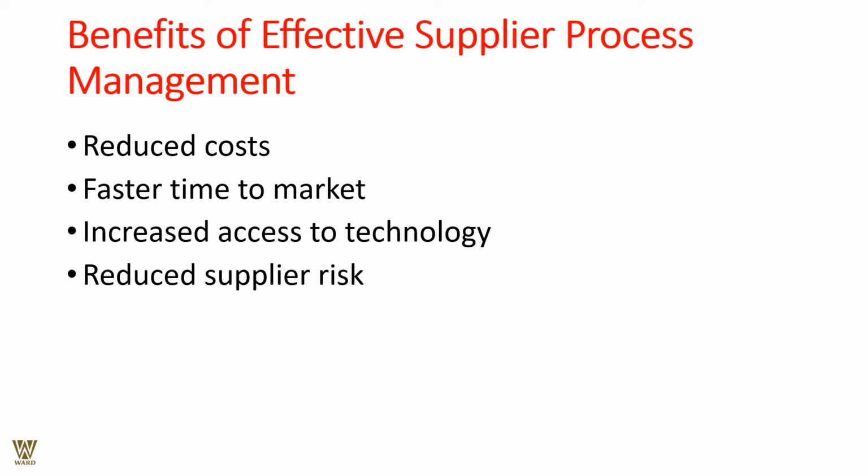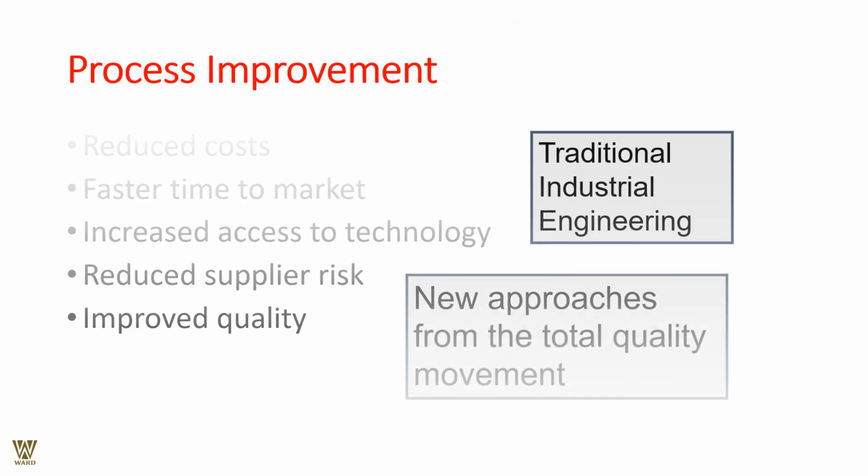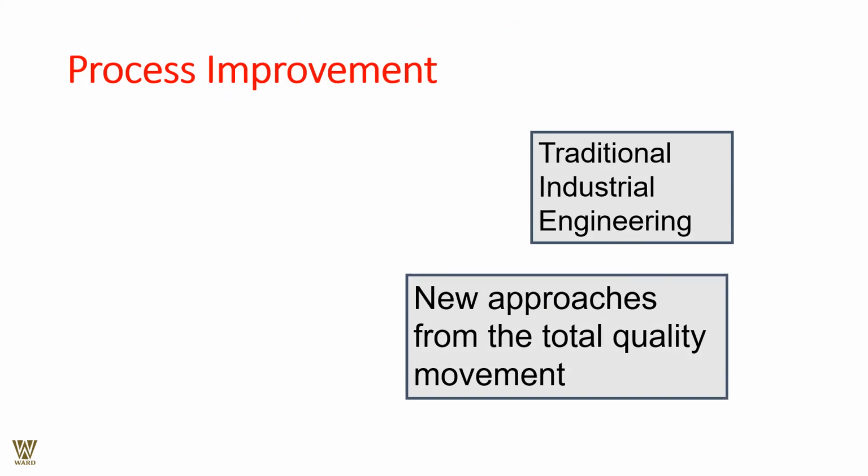In fact, the supplier would be only a part of the process, so we can always monitor the quality, the quantity, and the performance of the supplier. We need to improve the quality then and there. Let us understand process improvement in terms of traditional industrial engineering and the new approaches of TQM, or total quality management, as the case might be.